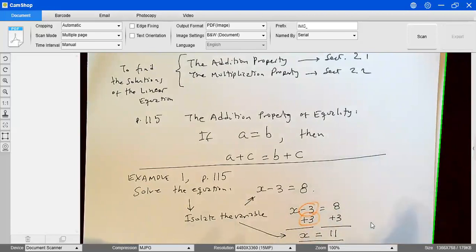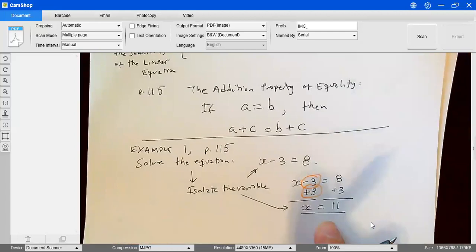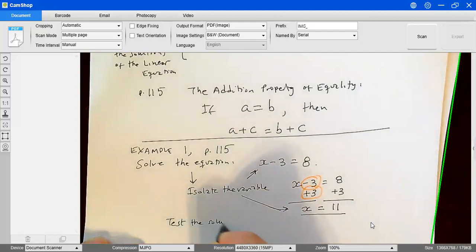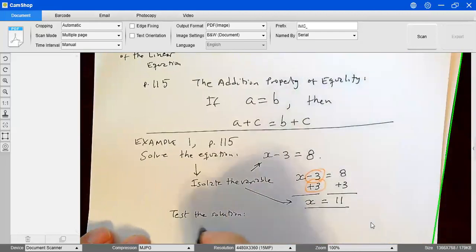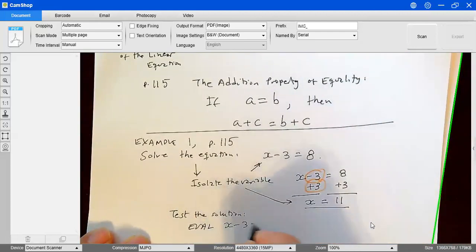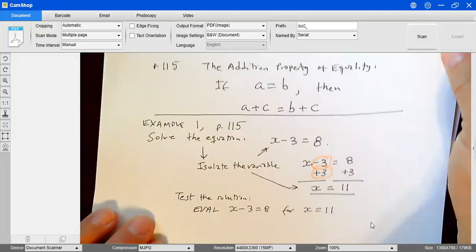We can make mistakes during the process, so we need to verify that this is the solution. So we need to test the solution. To test the solution, what you're gonna do is evaluate the original equation, x minus 3 equals 8, for the value of x that you found. So in this case, x equals 11.